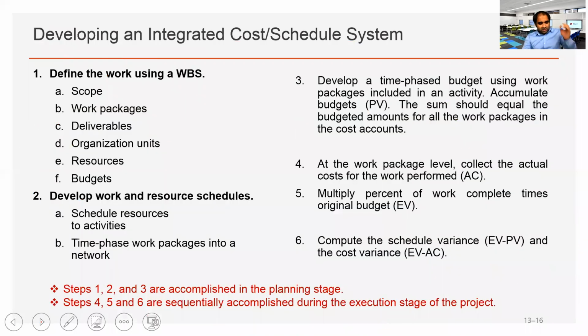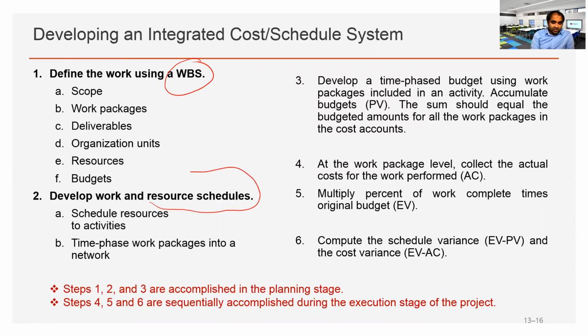All right. These are 6 steps to develop that integrated cost schedule system. Steps 1, 2, 3 are done in the planning stage. As you can see, work breakdown structure is part of the planning stage. Then develop the work and resource scheduling process, also part of the planning stage. And then develop the PV baseline, or planned value baseline, part of the planning stage.